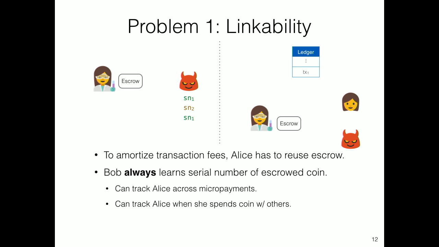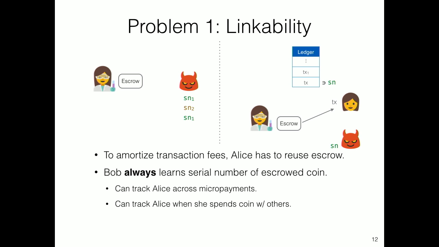Similarly, he can also, and perhaps this is even a worse attack, track Alice when she spends not only with him, but also with other merchants. So let's say she spends it with Bob, and he sees some serial number. And then she tries to transact with Carol, and Carol gets the transaction, which she posts on the ledger. So this transaction contains the serial number, and Bob can see, oh, Alice must have spent the coin that she tried to use with me.